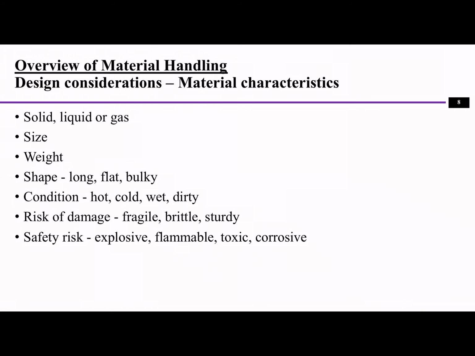And other design considerations include whether the material is a solid, liquid, or gas. That might change the container, or the packaging, or the way of transportation, and also the size, the weight, the shape, condition. Also, if the material is fragile or not, brittle or not, right? And also some other safety risk you have to consider when we're designing your material handling system.